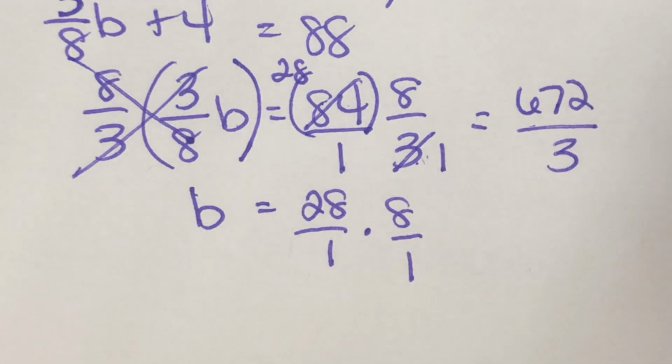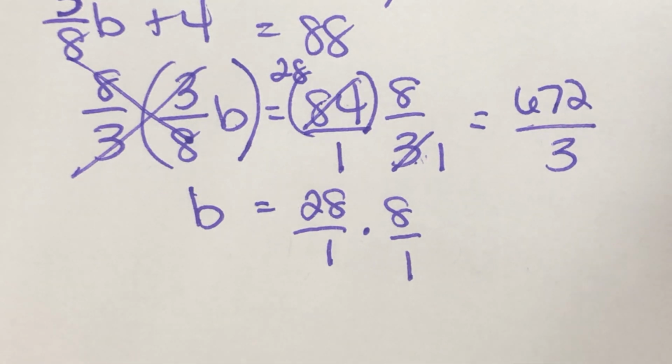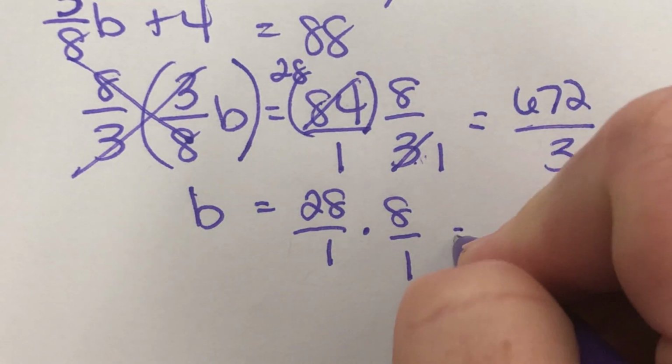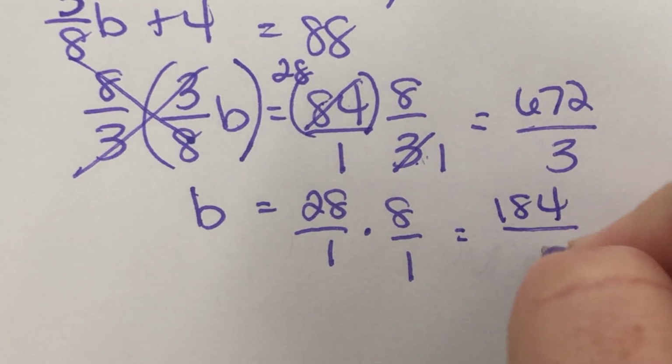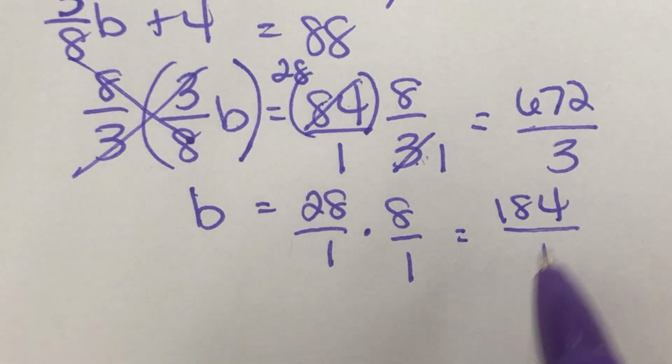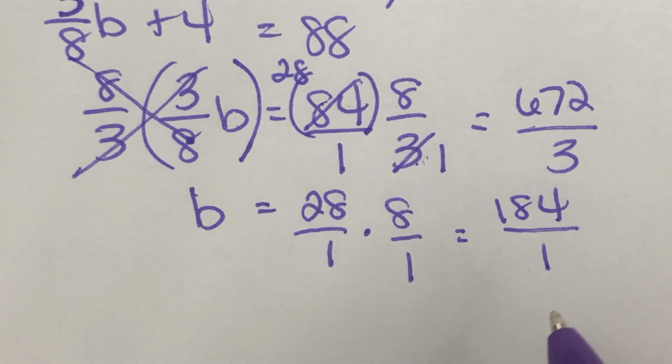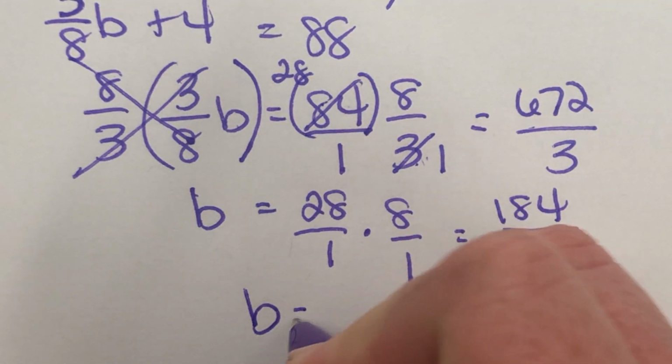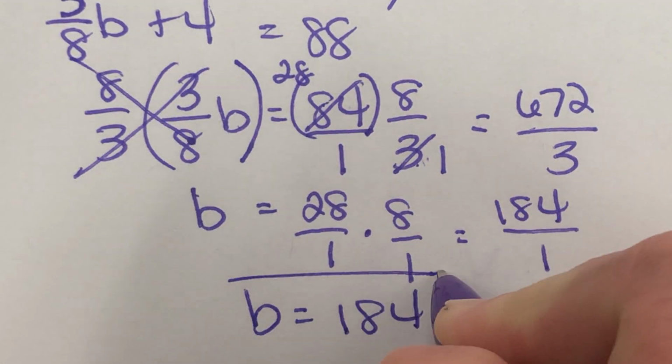So 28 times 8. Again, I have to do long division or long multiplication. 17, 8, 184, I believe. Y'all have a calculator in front of you. I don't have one in front of me, so you can double check that and let me know if it's wrong. But we should get 184. So b equals 184.